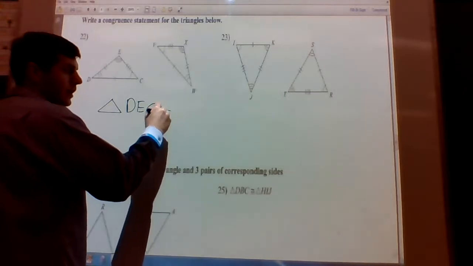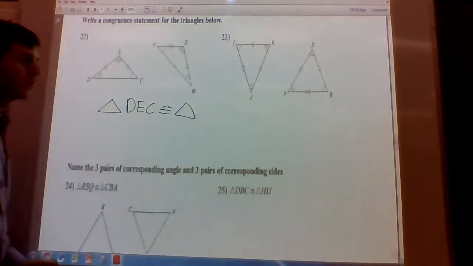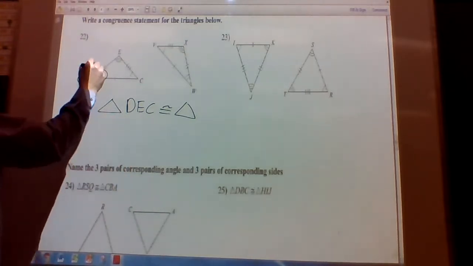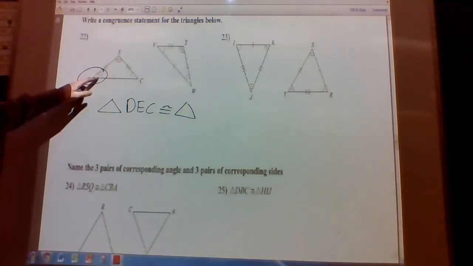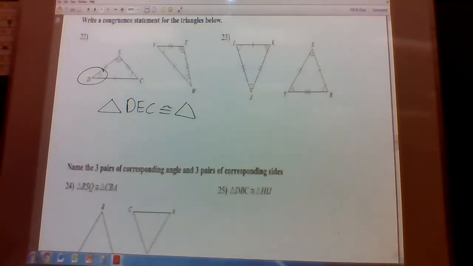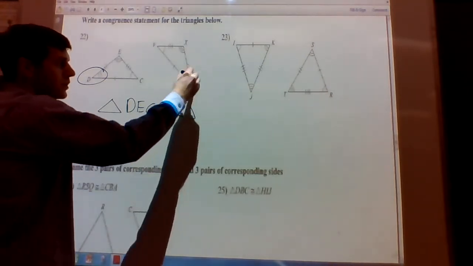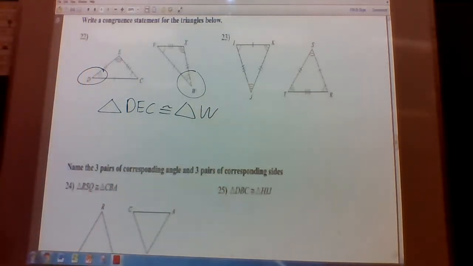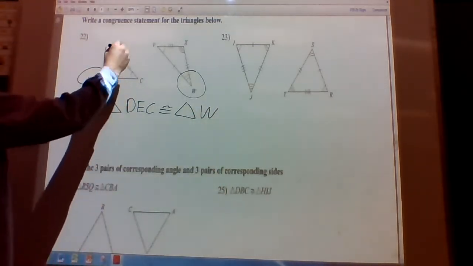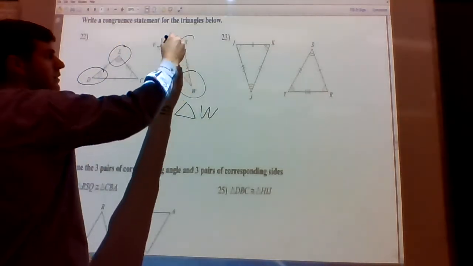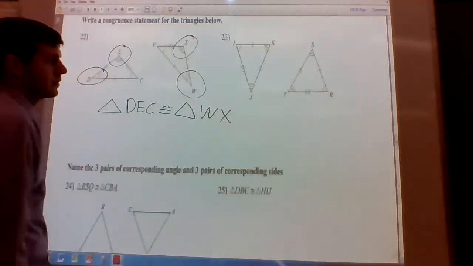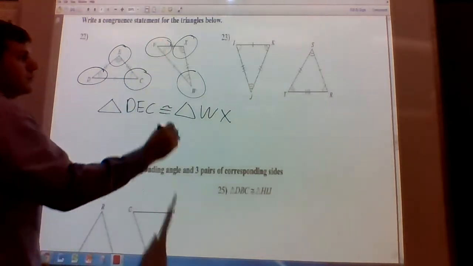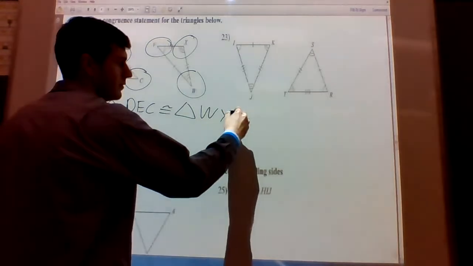The key is when you make it congruent to the other triangle, you have to go in the same order. So I went in order D, E, C. I picked D first. There's two hash marks here, so that tells me that angle D is congruent to angle W. So I have to put W first. Then I went to E. Angle E is congruent to angle X, so I have to put X second. And then I went to C. Angle C is going to be congruent to angle B.